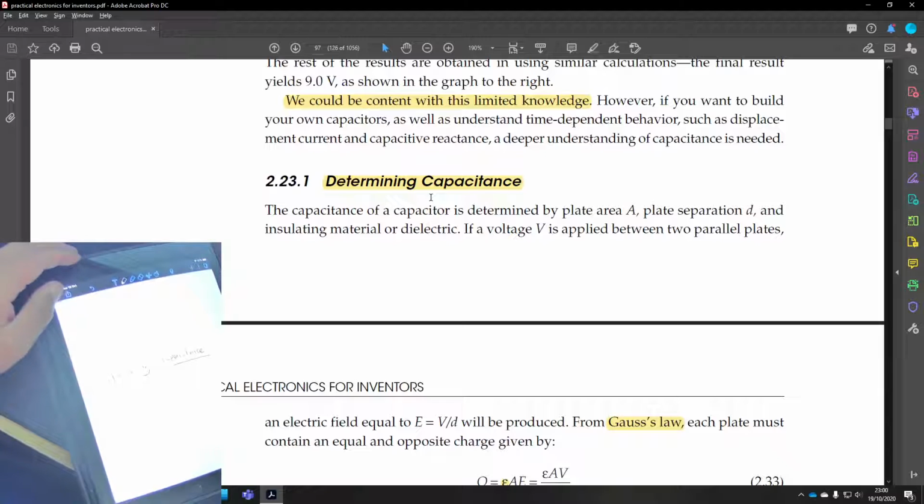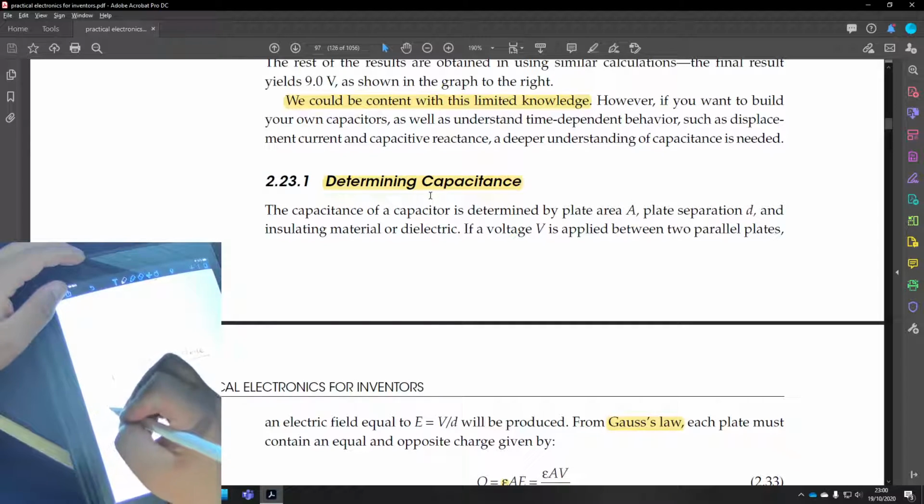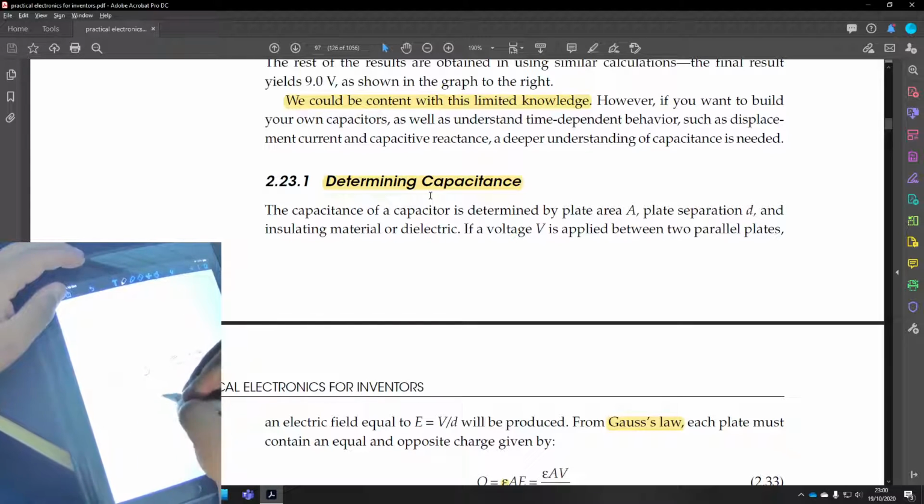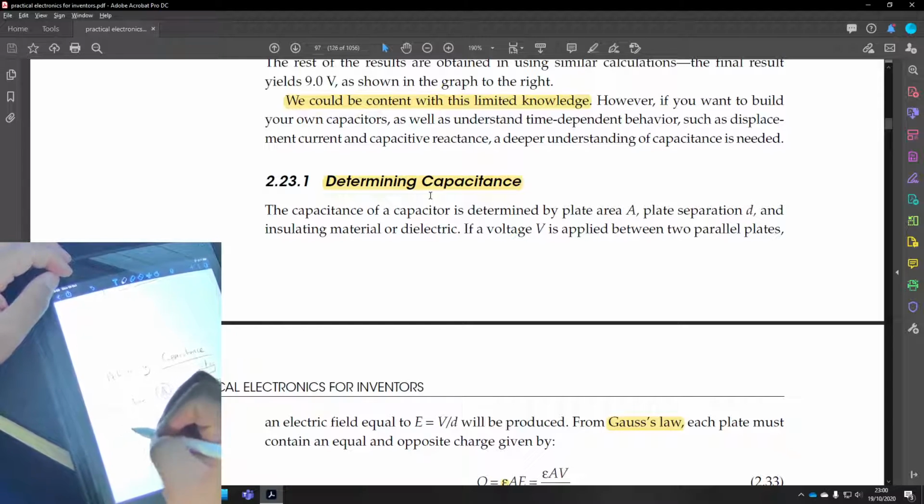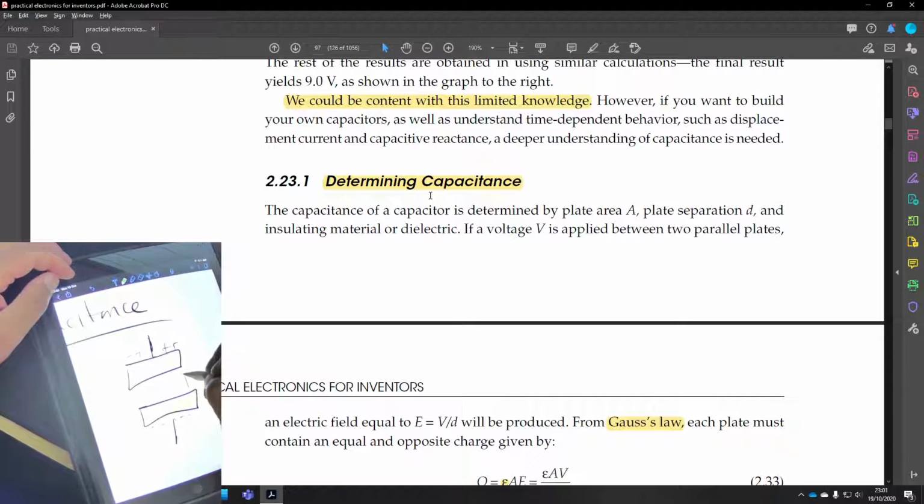So the capacitance of a capacitor is determined by plate area. So you got plate area. I assume plate area refers to the area of the two plates of the capacitor when it comes to getting positive charged and negative charged. I assume it means both plates, right? Plate separation, defined as D. So I'm gonna assume this D refers to this gap here. Should probably move it a bit that way.